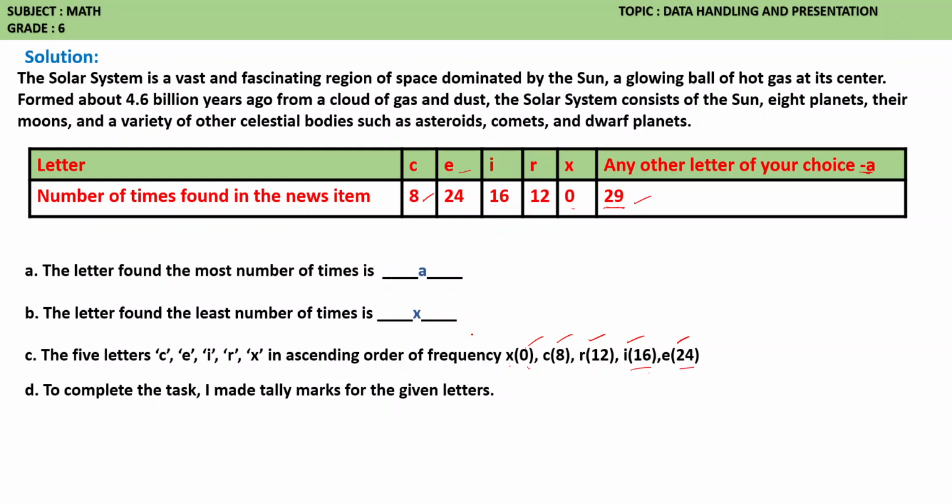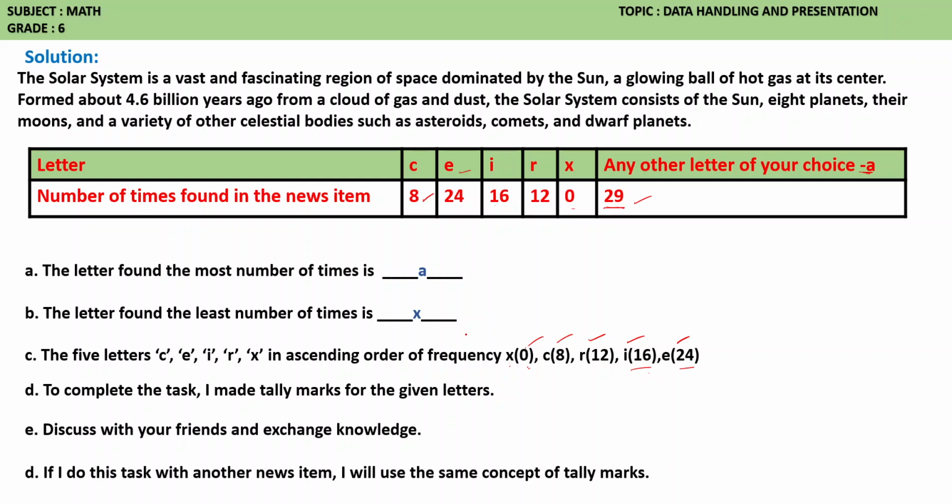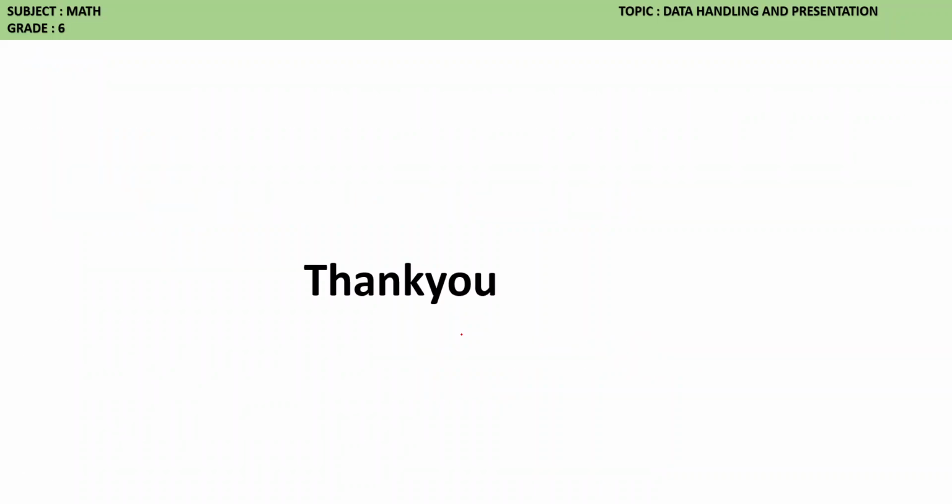Discuss with your friends. To complete this, I made tally marks for the given letters C, E, I, R, X. What observations you have, you can exchange with your friends. Next, if I want to repeat this task, I will use this concept of tally marks. Thank you.